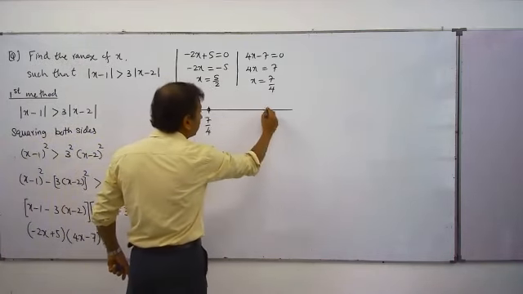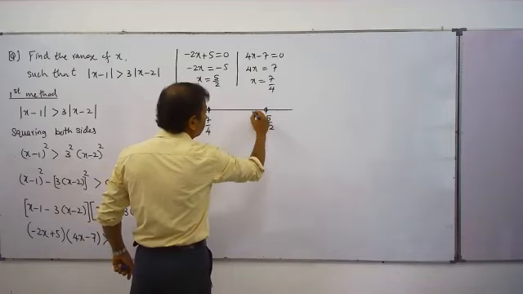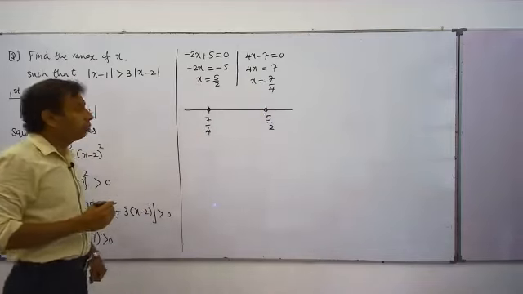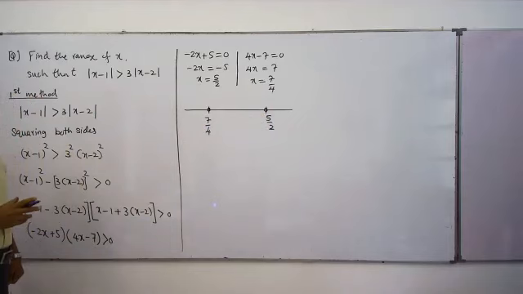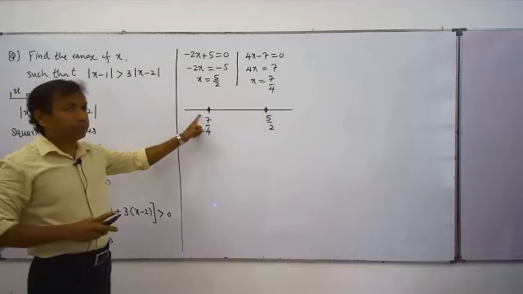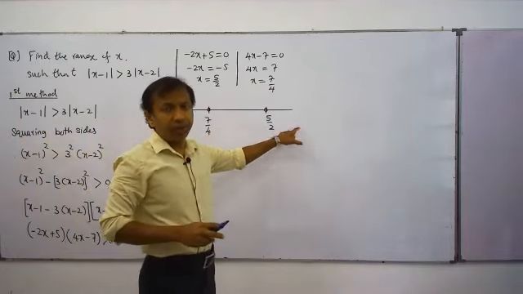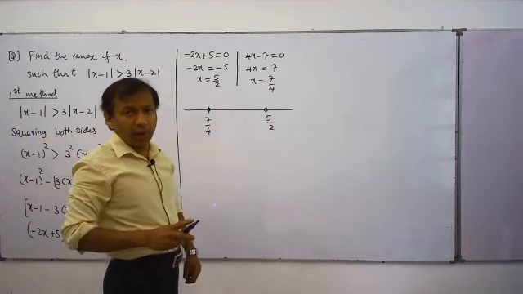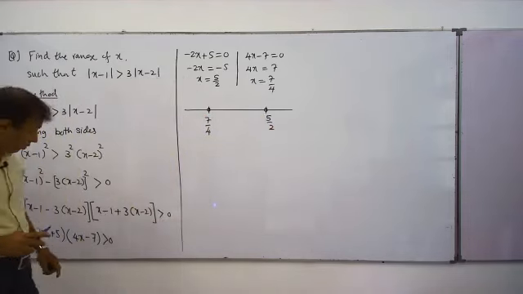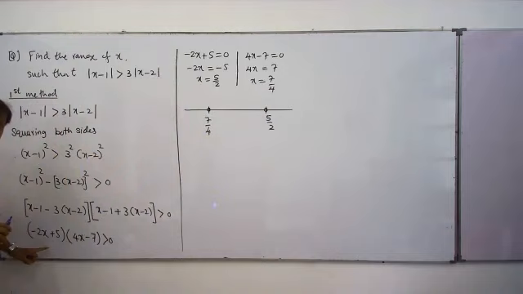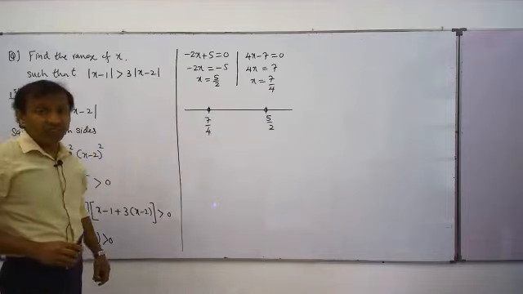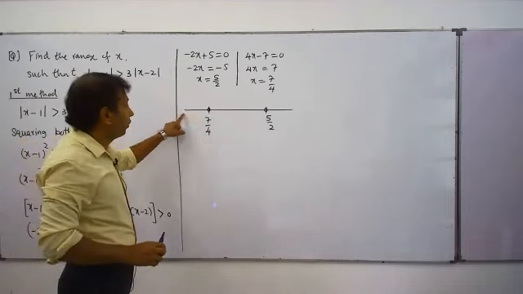Both we have to exclude. Now we have to select any region you like, and from that selected region select any number you like and put that number for this x here and check whether this inequality becomes true. We usually put x equals 0 because of the easy simplification. 0 is in this interval.